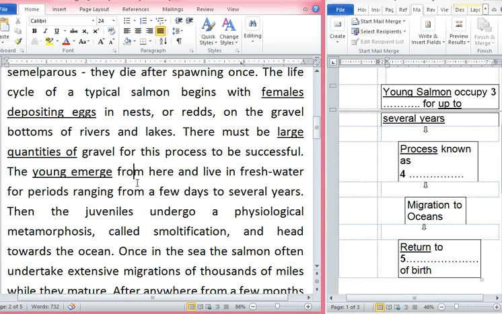And now I have to find out what exactly the question is. So the question says young salmon occupied what for up to several years. Okay. So what do they occupy for up to several years? So let's read the sentence from the beginning. The young emerge from here and live in fresh water for periods ranging from a few days to several years. So where do they live? They live in fresh water. So what is your answer? Your answer is fresh water. They occupy fresh water up to several years.